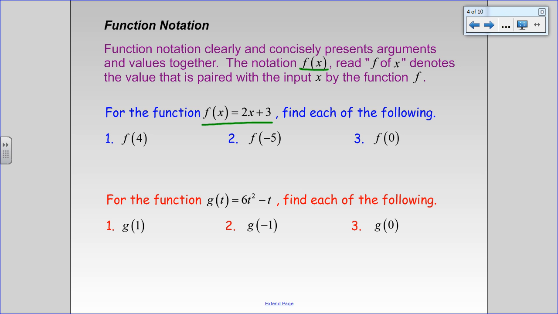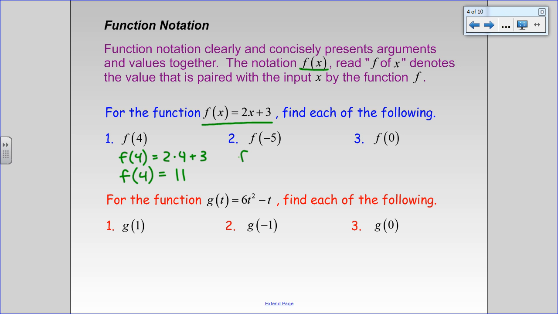f of x equals 2x plus 3 is an example of a function, and we're going to find different values of that function. First, let's find the value f of 4. And remember, what this means is we're looking for the value of the function when the input, or the argument, is 4. In order to find that, we simply substitute 4 in place of x in our function formula and perform the operations. This leads us to the statement that f of 4 equals 11. What it's indicating is that for an argument 4, the function produces a value of 11.